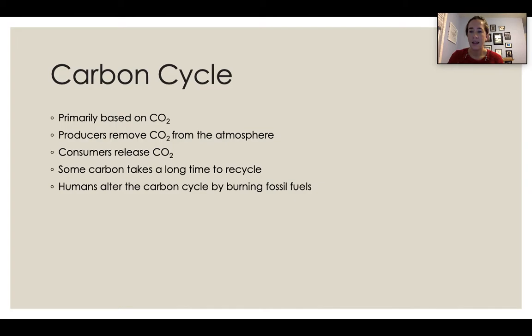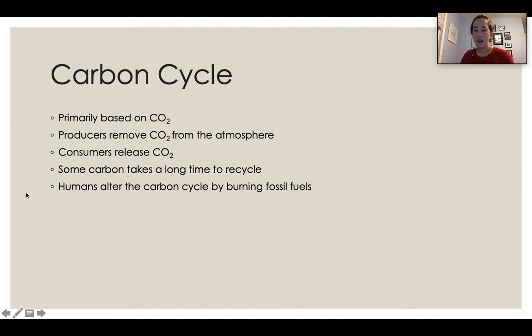Where is it going? So we know that producers are removing carbon dioxide from the atmosphere when they go through photosynthesis, when they perform that process. And then we know that we release CO2 during our cellular respiration. Obviously, producers also release CO2 through respiration, but they are doing a net removal of carbon dioxide from the atmosphere. So some carbon takes a really long time to recycle. It can get stuck in these carbon sinks and just be sequestered there and stuck in that one part of the carbon cycle for a very, very long period of time.